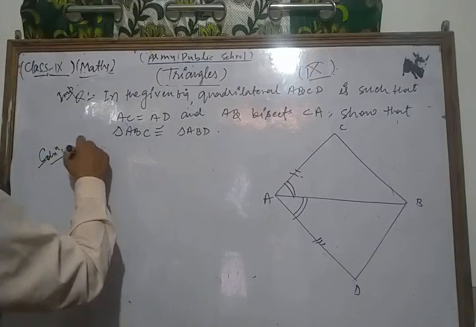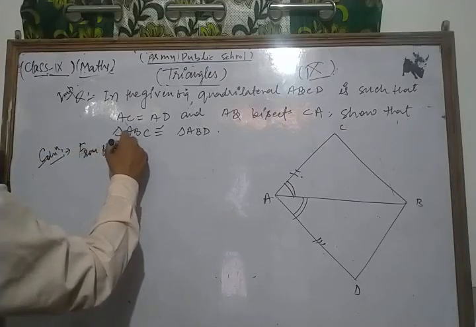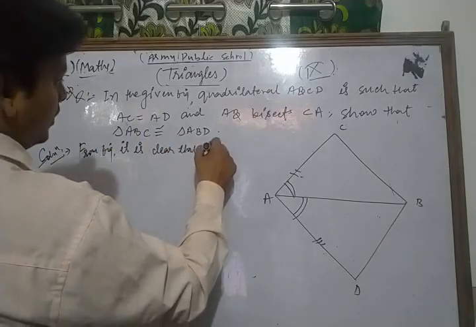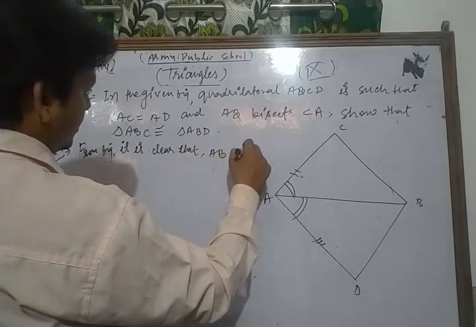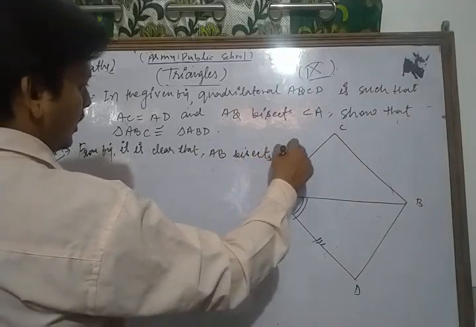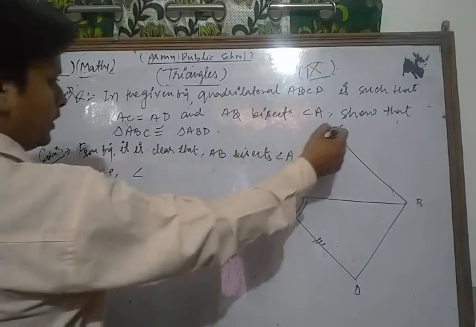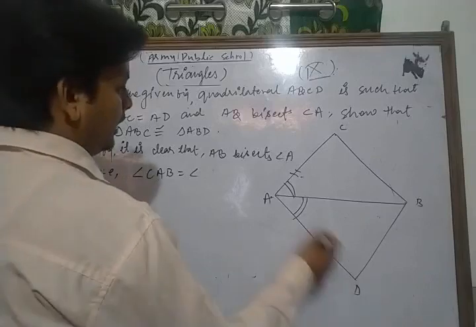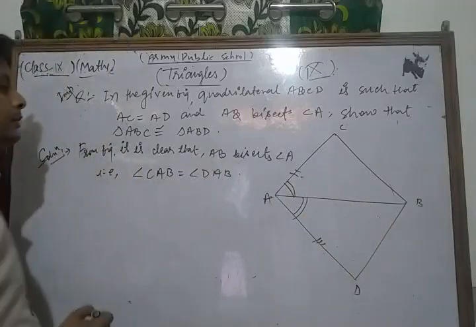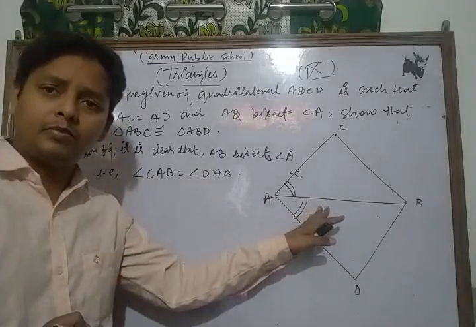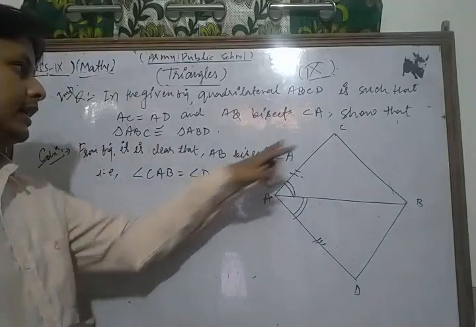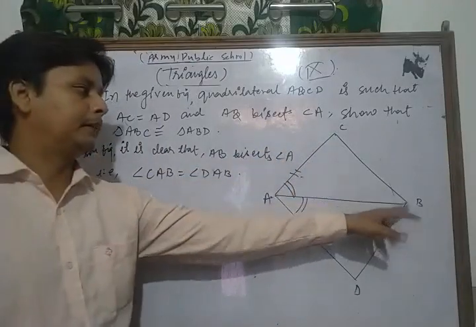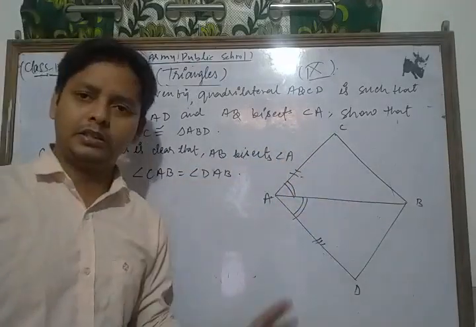From the figure, it's clear that AB bisects angle A. That means angle CAB is equal to angle DAB, because the line segment AB bisects angle A. Bisecting angle A means angle CAB is the same as angle DAB.